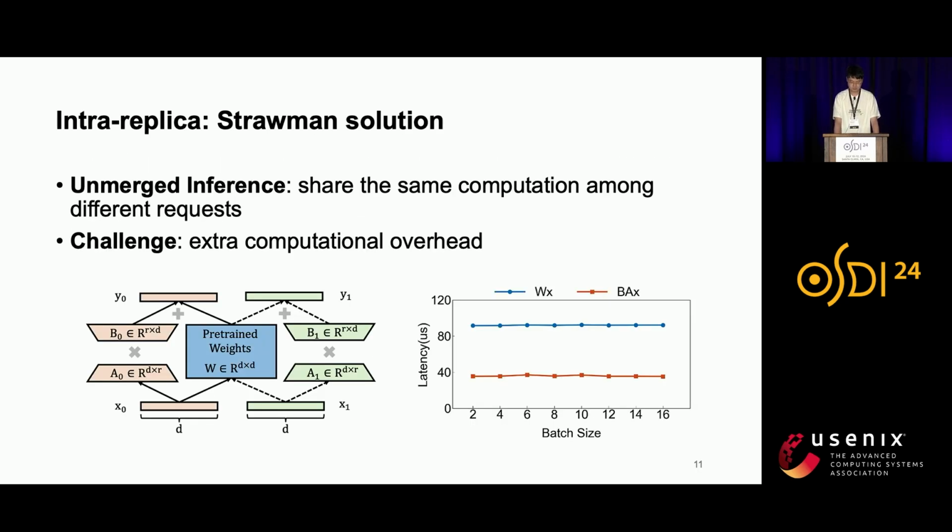First, at the replica level, we introduce a new LoRA inference method called unmerged inference. The core idea is not to merge the LoRA adapter into the pre-trained weights. This allows different types of requests to be batched together for the pre-trained weights computation, while parallelly executing the LoRA computations corresponding to their respective LoRA adapters. This approach reduces queuing delay and improves GPU utilization with larger batch size.